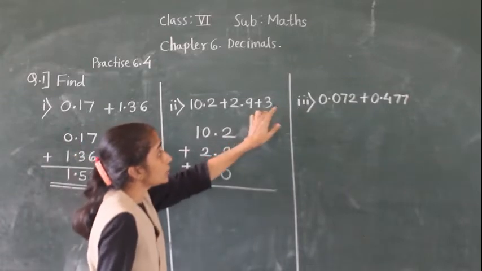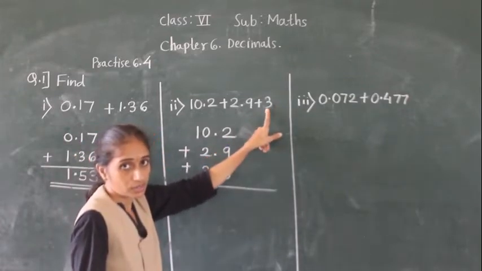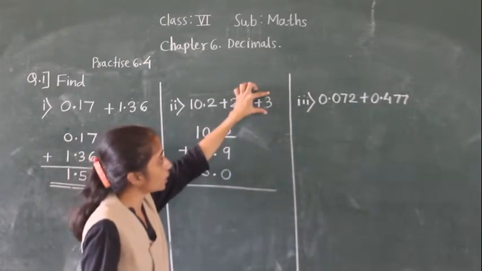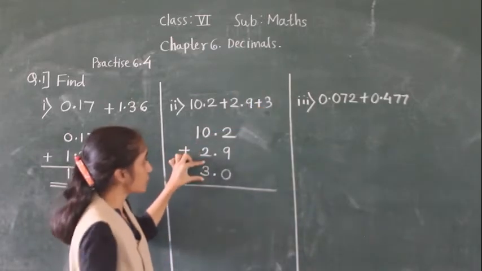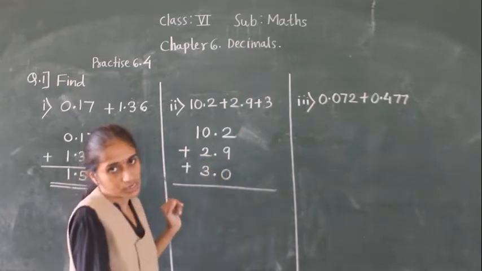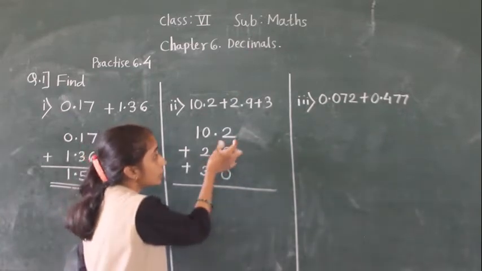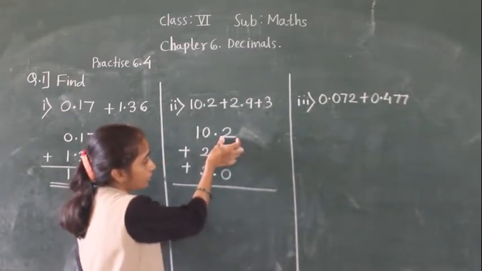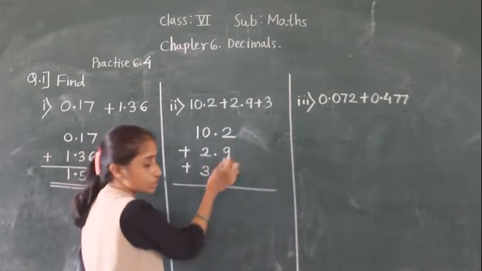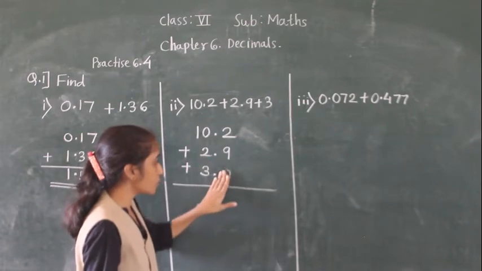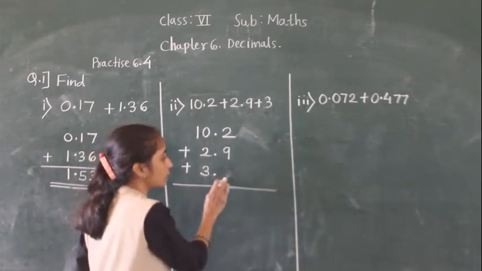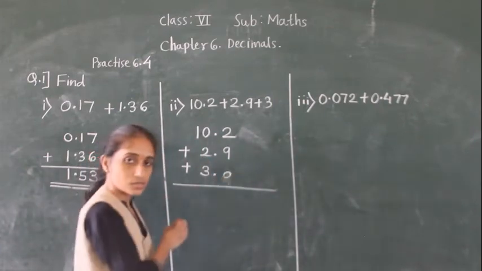Now, the third number, 3, is given. There is no decimal point. Only 3 is given. 3 means it is a whole number, which means it will come at the first place. After that, we have to give the decimal point. And see here, what digit is given after the decimal point? Nothing, so here we have to write 0, meaning the empty place. There was no number, so we have to write 0 here.